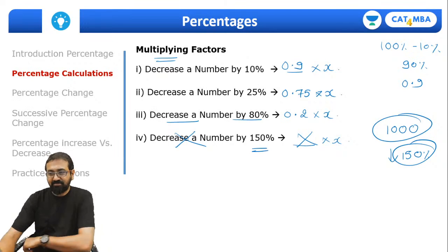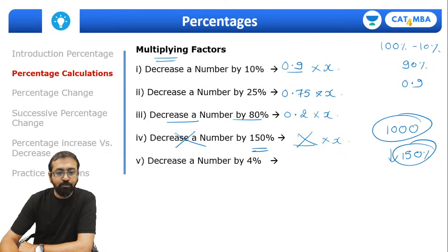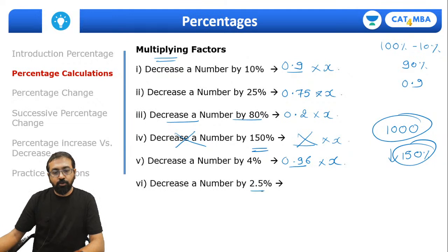Okay guys, fine. I hope all of you have understood this part. Now let's look at a few more. Decrease a number by 4%. What is the multiplying factor? Quickly, should it be 0.96? Yes, that's correct. What if you want to reduce by 2.5%?